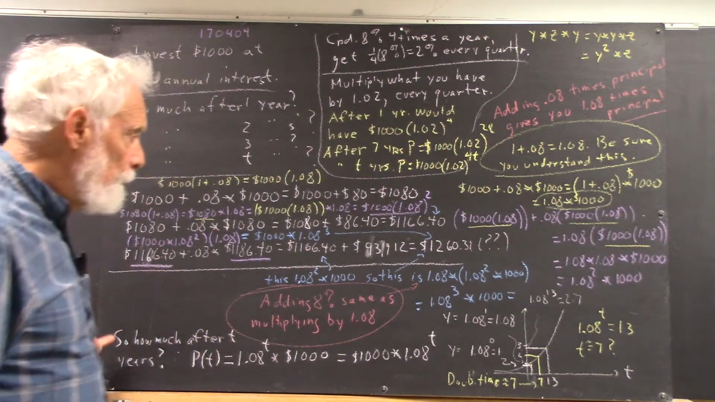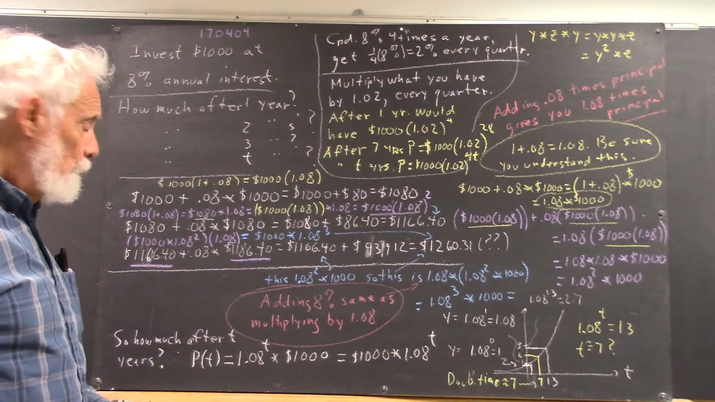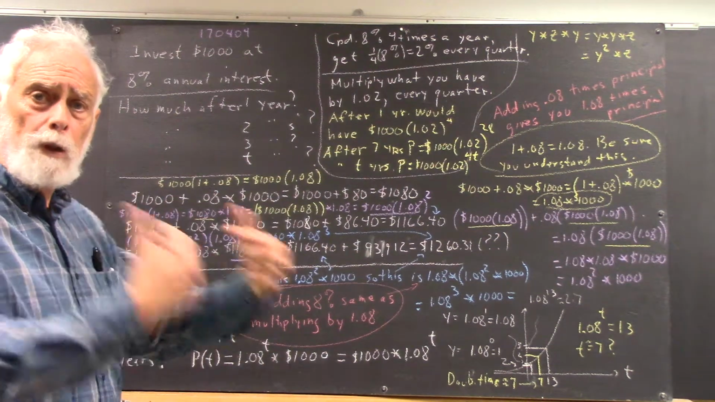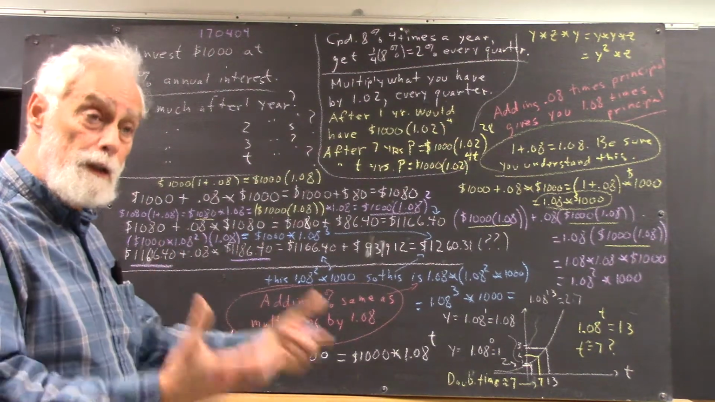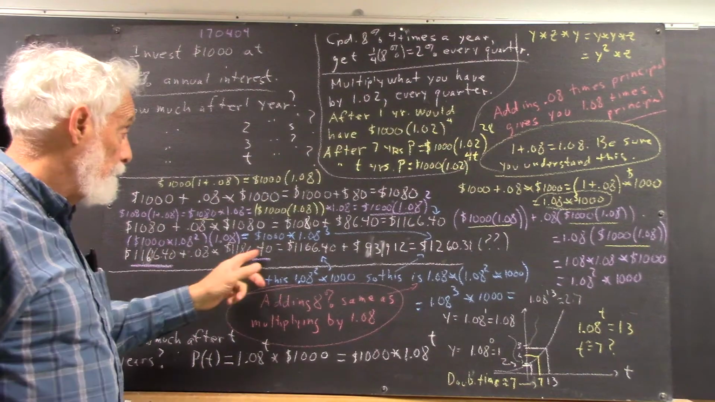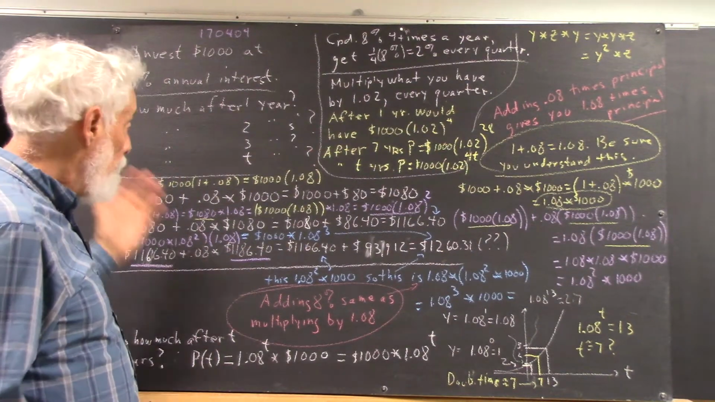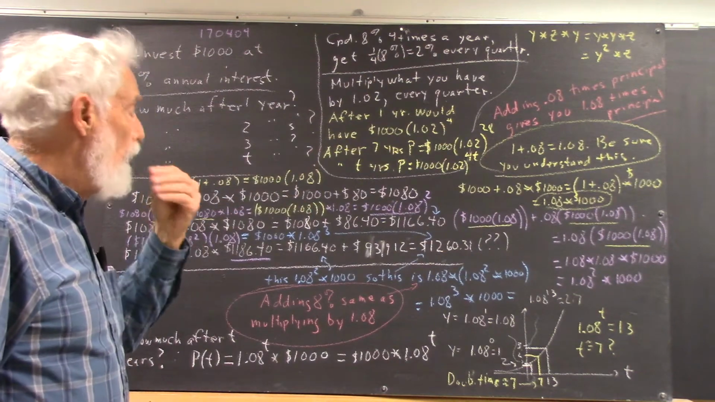So if we take the number of years and raise 1.08 to that power, does that make sense? Well, yeah, because every year we're going to multiply by 1.08 again, and again, and again, and again. So if we want the 4-year amount, we just take our 1,000 times 1.08 to the 4th, 5th-year amount, 1,000 times 1.08 to the 5th, and so forth.